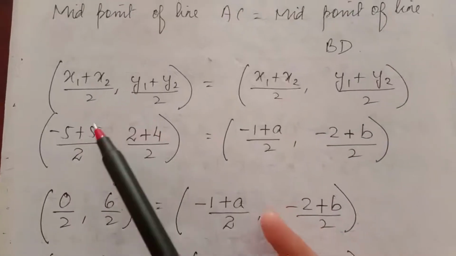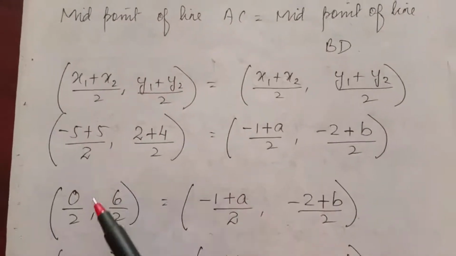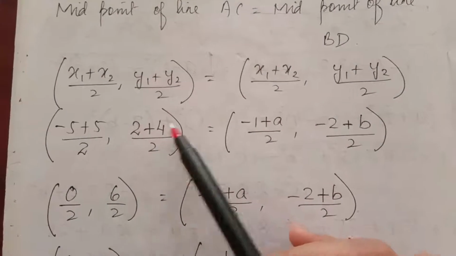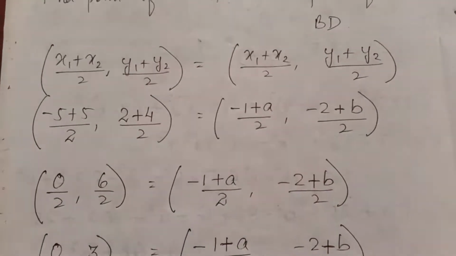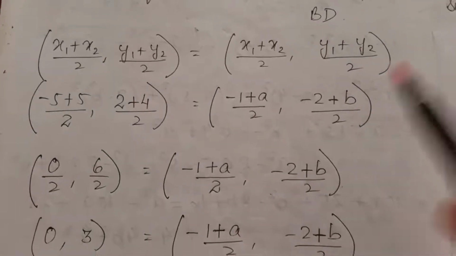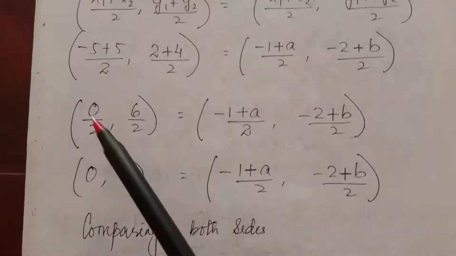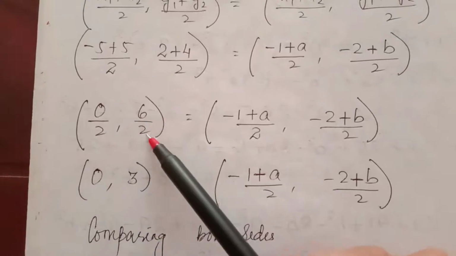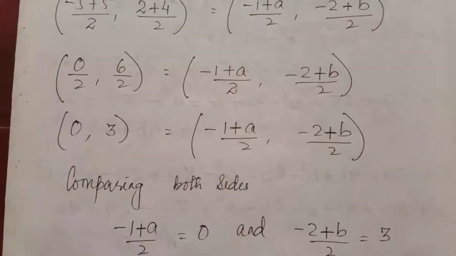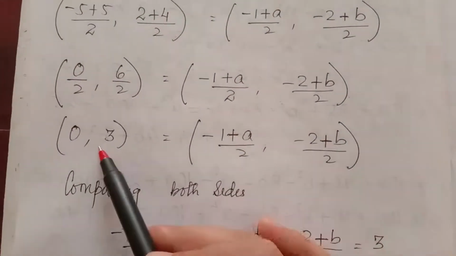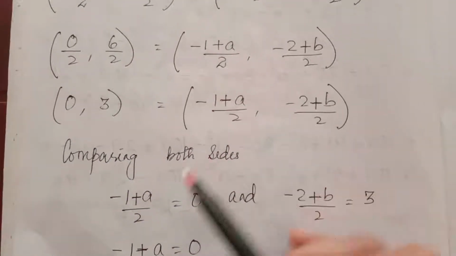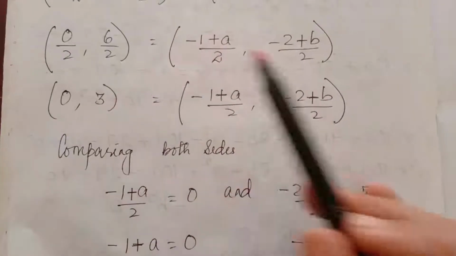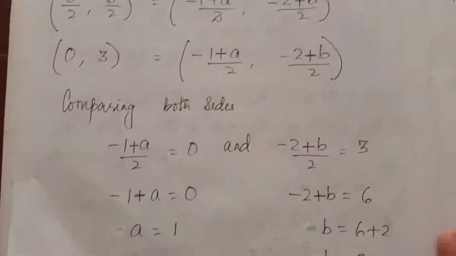Now we will put in the values. After putting the values, you will get (minus 5 plus 5) which is 0, 0 by 2, and 2 plus 4 is 6, 6 by 2. The other terms can't be added because one is a constant and another is a variable, so that one remains the same. 0 by 2 is 0, 6 by 2 is 3. To find the values of a and b, we have to compare both sides. In place of 0, we have (minus 1 plus a) by 2, and in place of 3, we have (minus 2 plus b) by 2.